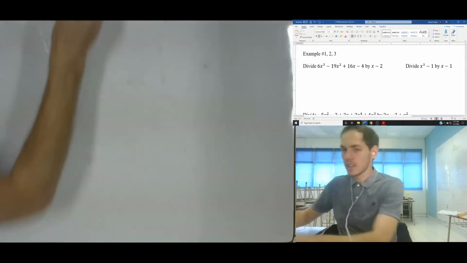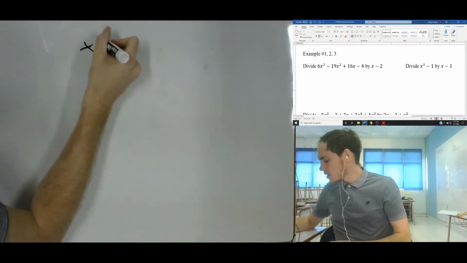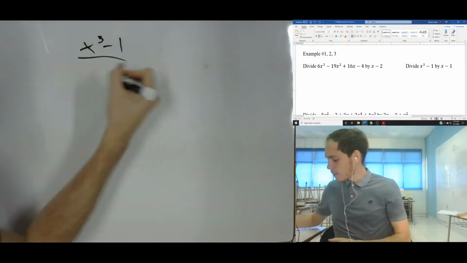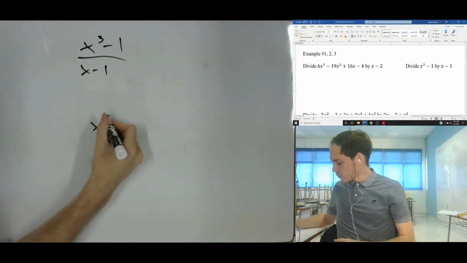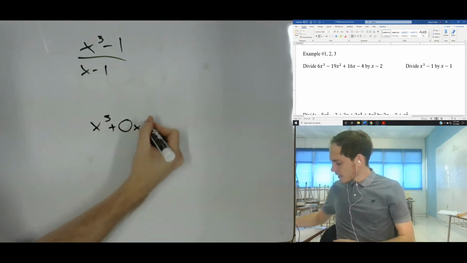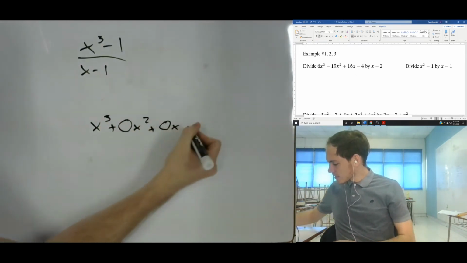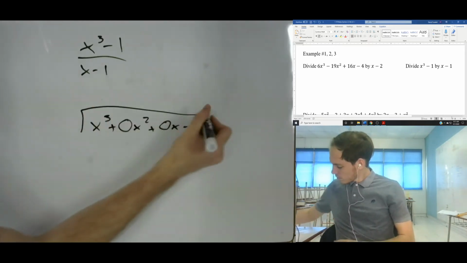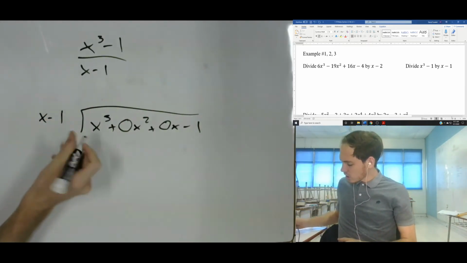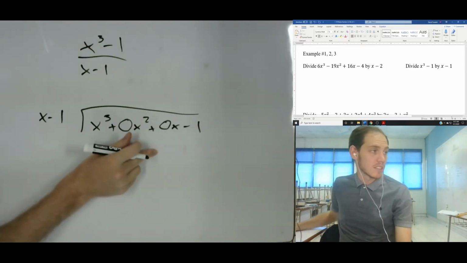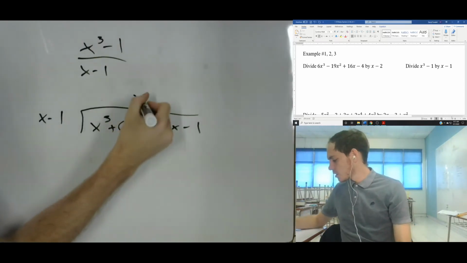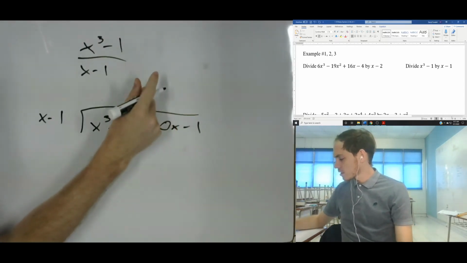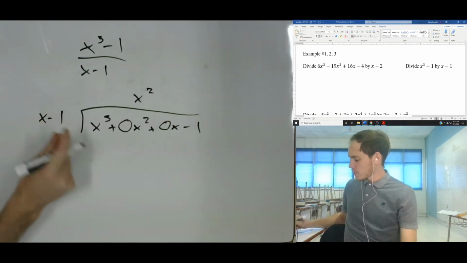Okay, so let's practice this first one. Now let's do the second one. So if we're dividing x cubed minus 1 by x minus 1, we need to first add the things that are not there if we're doing long division. So we add x squared, x, and then we have 1. And the reason why we do this is because in long division we need to make sure we have each place, okay?